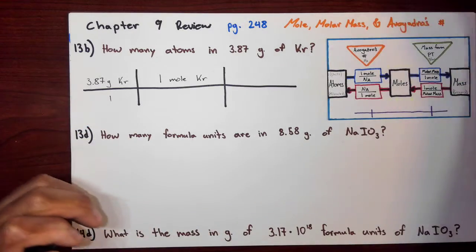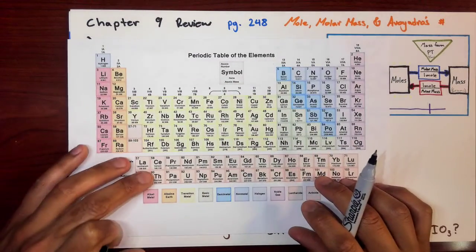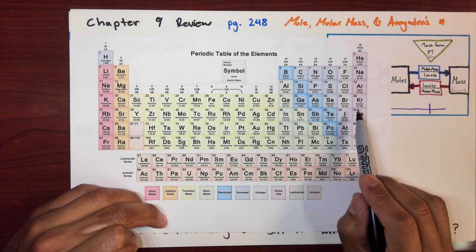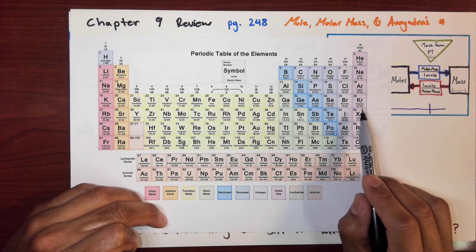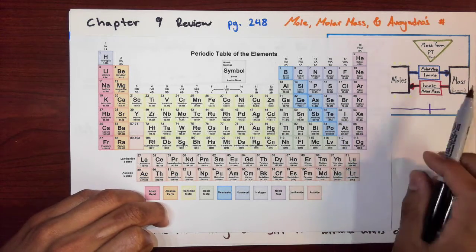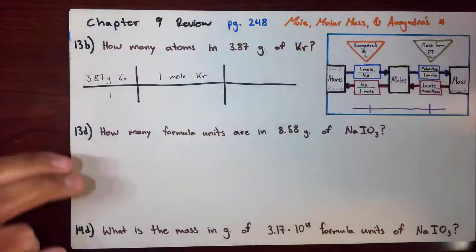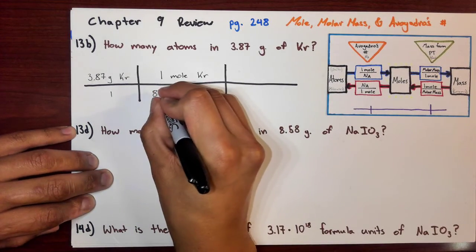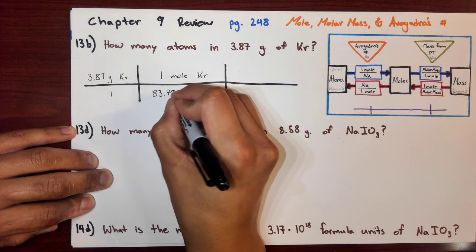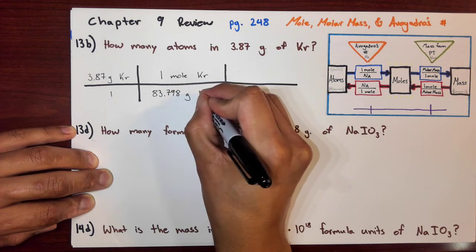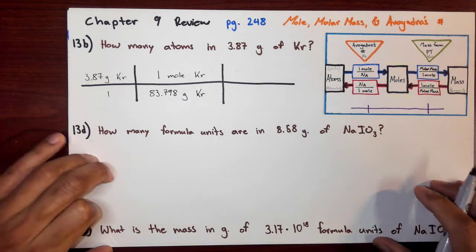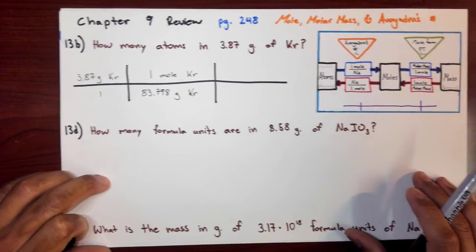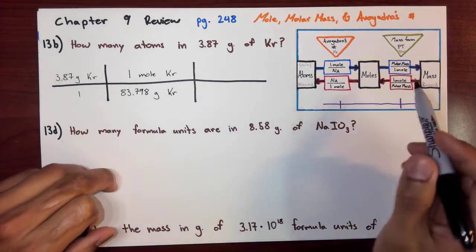How do we know the molar mass of krypton? We go ahead and we just look at our periodic table. On our periodic table here we have krypton. You can go ahead and see it in your own periodic table. This periodic table is a little small, you may not be able to read that, but it says 83.798. So I'm going to go ahead and write that down. 83.798 grams of krypton. Now all that means is that 1 mole of krypton is going to have a mass of 83.798 grams.